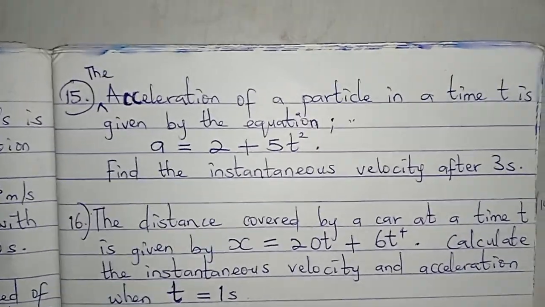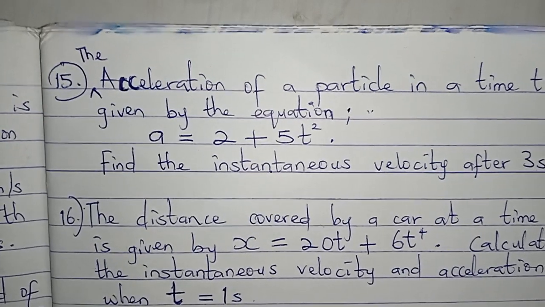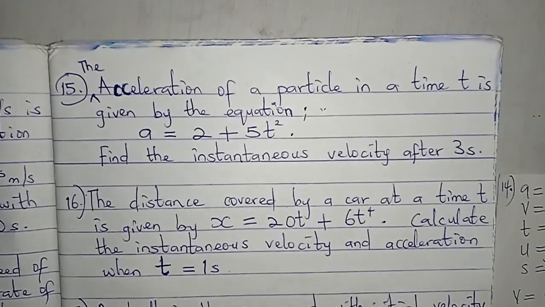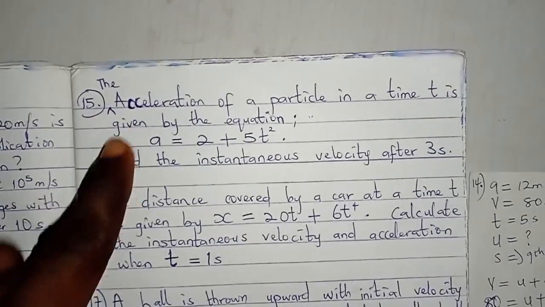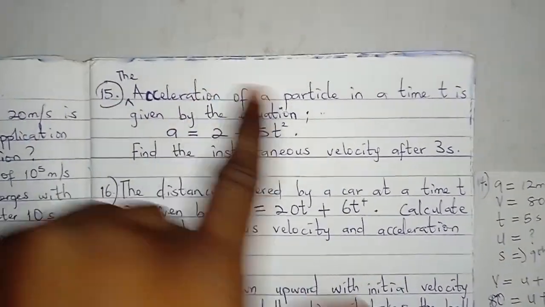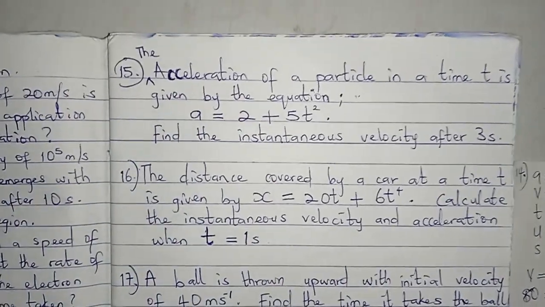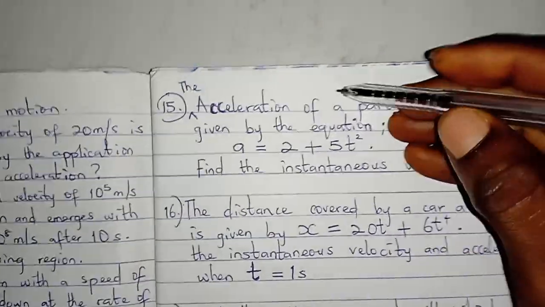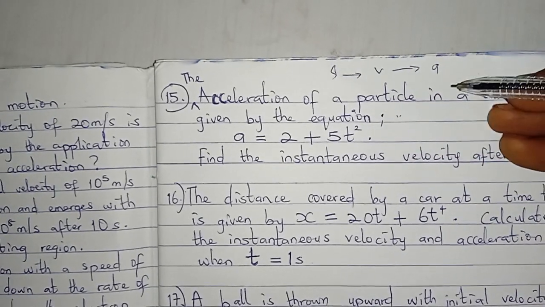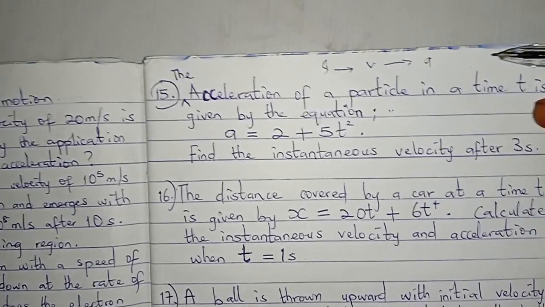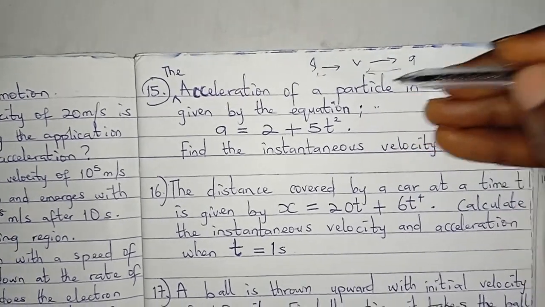Acceleration of a particle at time t is given by the equation a equals 2 plus 5t square. Find the instantaneous velocity after 3 seconds. Question 15. Remember I told you from acceleration you are going down, so you integrate. Remember I gave you displacement, velocity, acceleration. Going this way is differentiation, but going in the opposite direction you integrate.